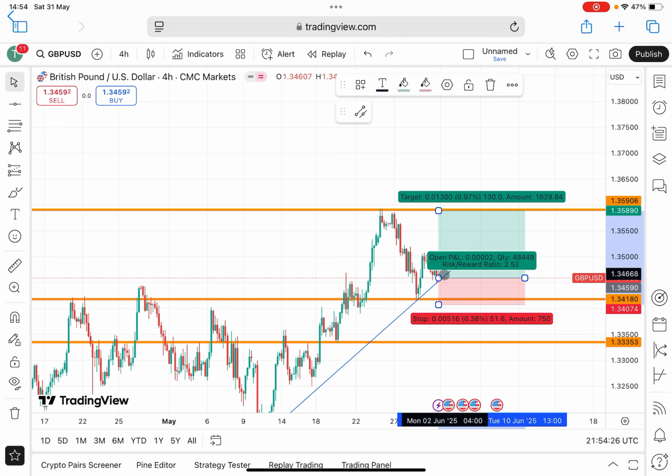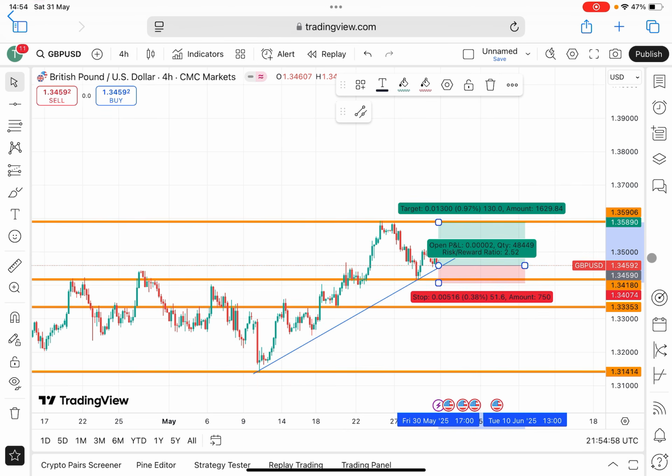So if you are buying the market from this current price, that means you are risking, with 0.1 lot size, let's see, does it tell us here? That means you are risking, is this $51? I think it's $51 if you are using 0.1 lot size, and you use that to make $130. I feel like it should be more.